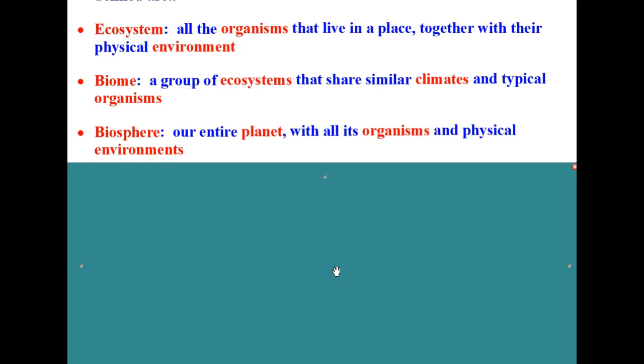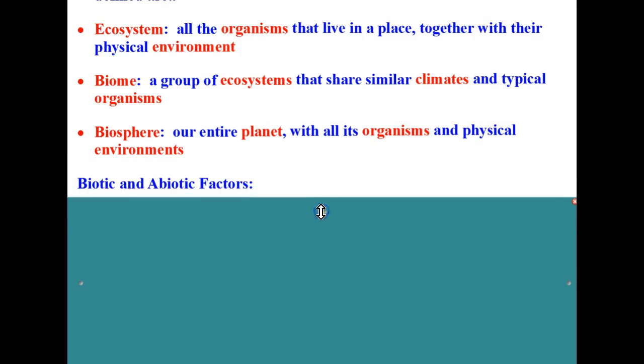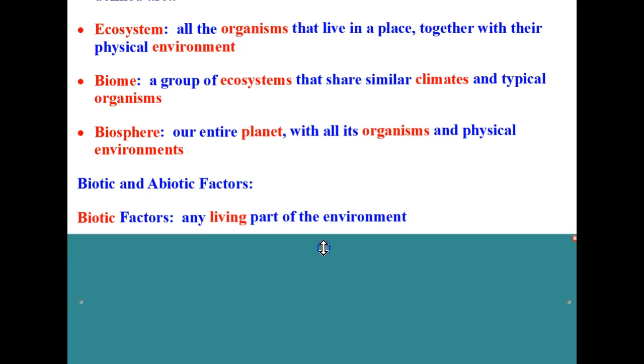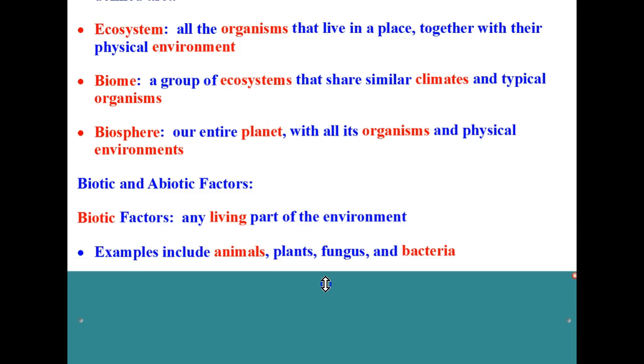We'll conclude our introduction to ecology by discussing the difference between biotic and abiotic factors. You may see that prefix bio in biotic, and of course we already have learned that means living. So biotic factors are any living part of the environment. Examples of biotic factors include animals, plants, fungus, and bacteria, among other organisms we'll learn about in biology this year.